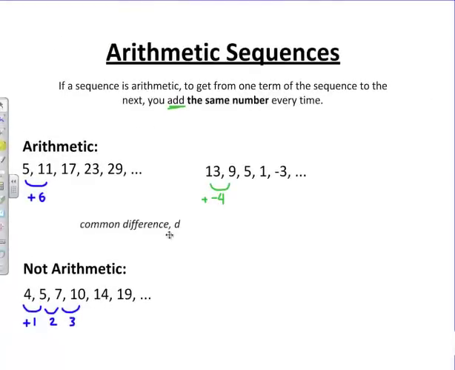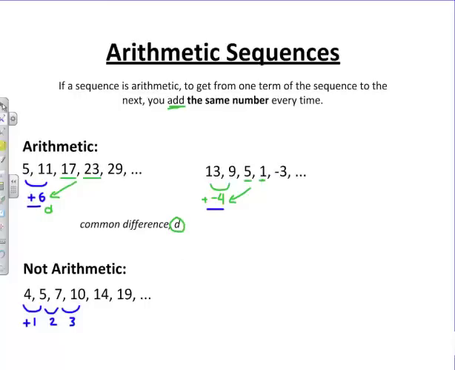And then we want to define one more piece of terminology. D stands for the common difference between terms. It's called a difference because if you take any term and subtract the one before it, you're going to get this number. So that's called the common difference. And similarly here, if you take any term and subtract the one before it, you'll get this number. So for each of these sequences, the common difference here is 6, and the common difference here is -4.